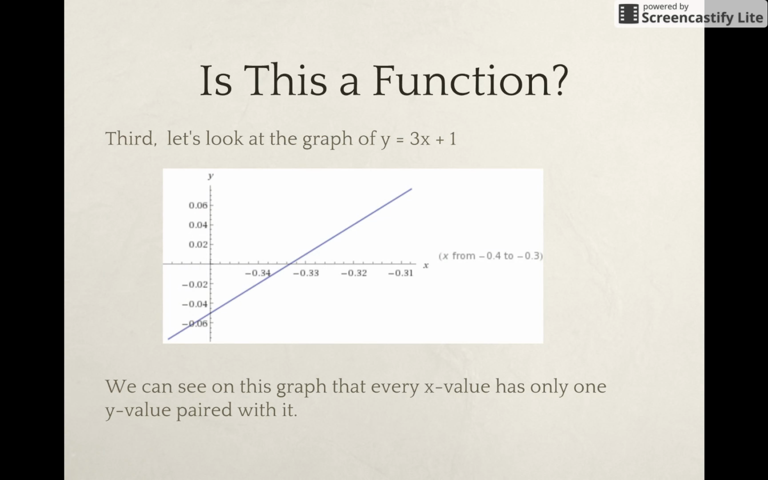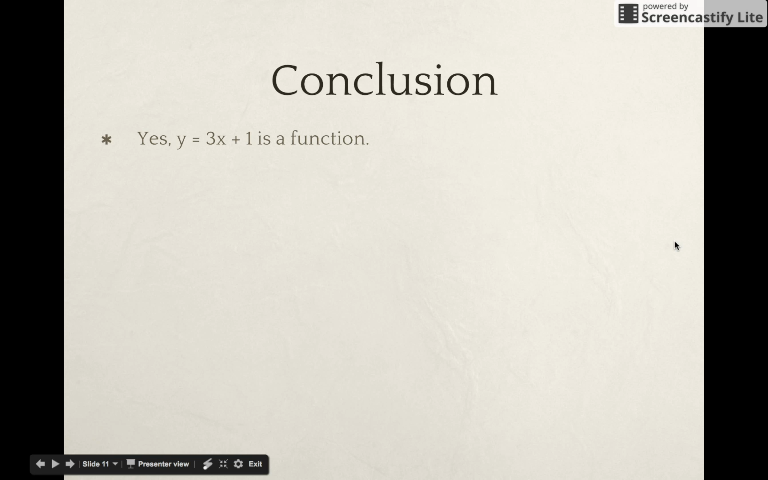Third, let's take a look at the graph. You'll see there we have the graph of a line. As we look at each x value and see where the ordered pairs are, you'll notice that every x value only has one ordered pair, that is, only one y value that's paired with it. And so we've examined all three of our representations, and we can conclude that it is indeed a function.